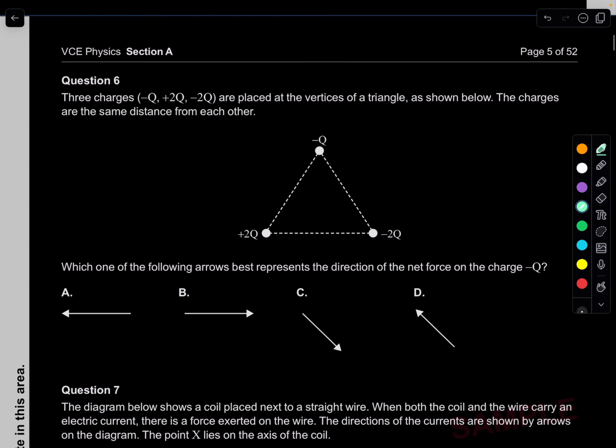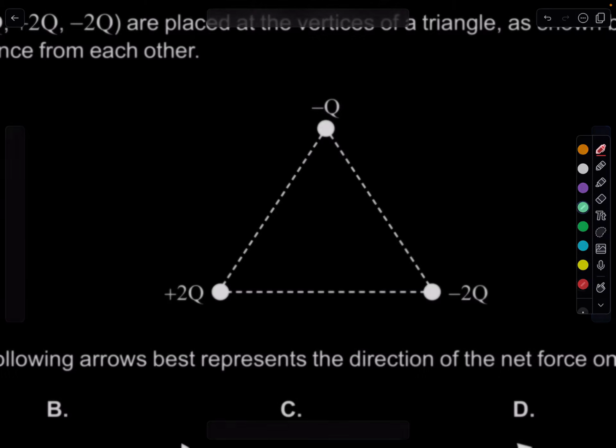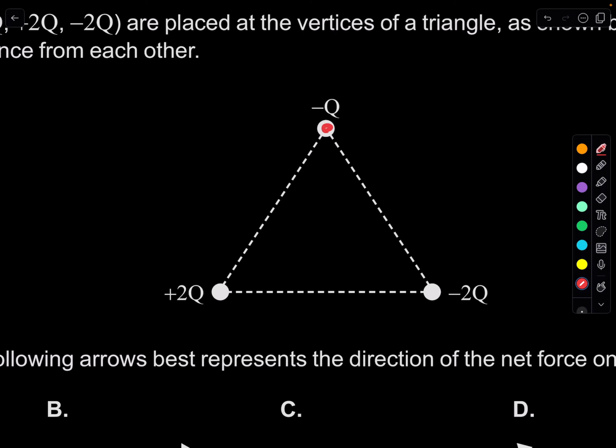Okay, let's think about it. Think that you're the negative Q right now. Let's first break it apart. How does negative Q react with that positive 2Q first? Because one is positive and one is negative, they're going to be attracted. So negative Q is going to have a force of attraction towards that 2Q.